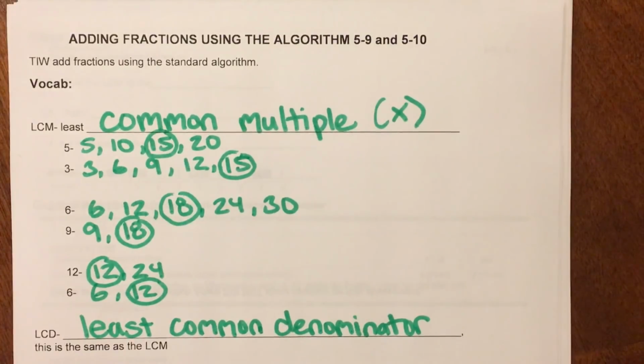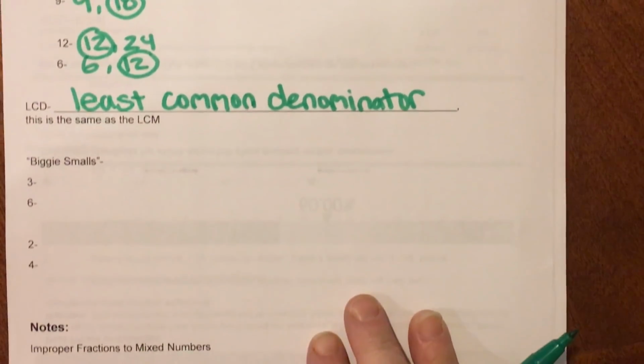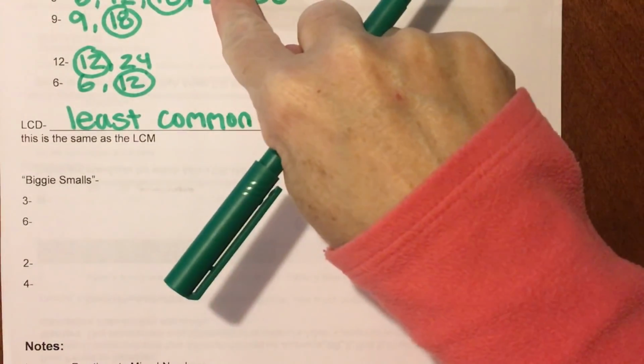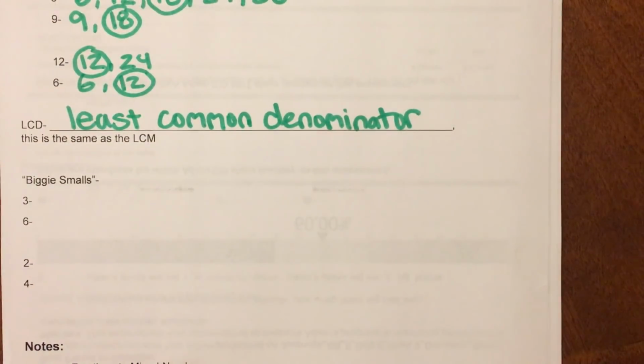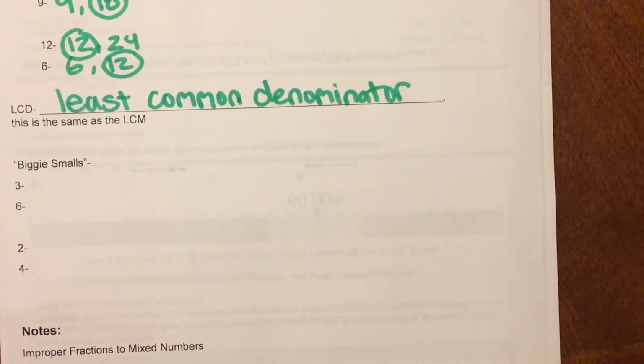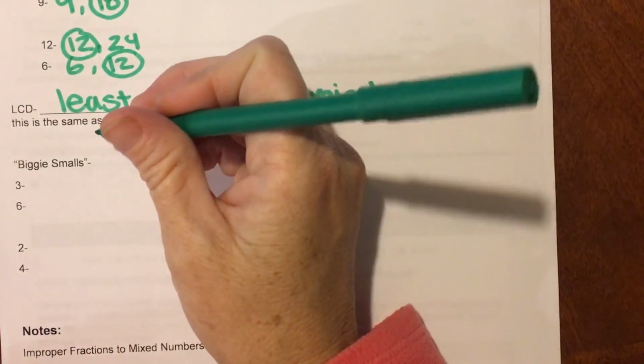Okay, this next part is kind of just like a little trick that I want to teach you. Okay, something called Biggie Smalls. Well, this was kind of a lot of work. Not so hard, but a lot of work. You're going to see kind of this trick. When you're trying to find the LCM or the LCD, this is a good trick to look for.